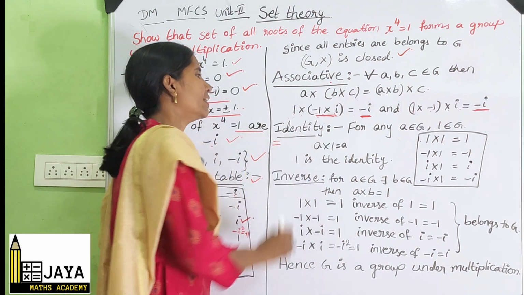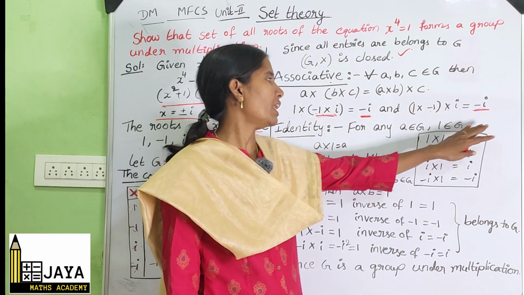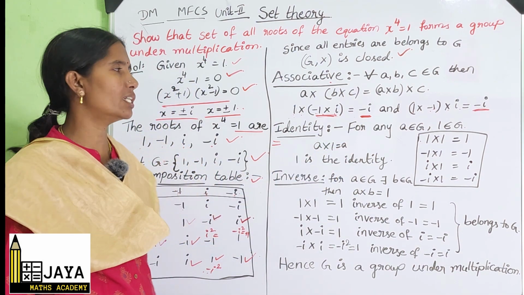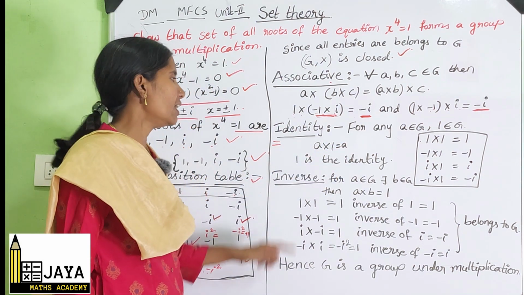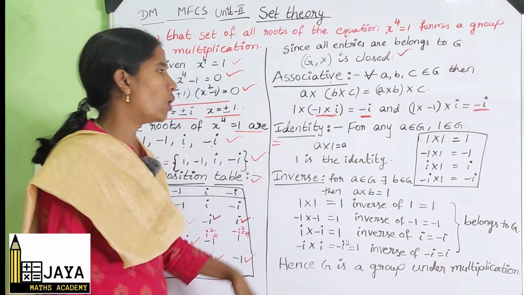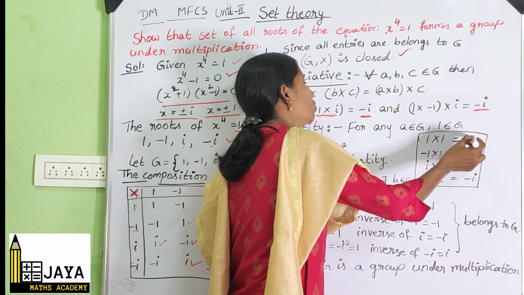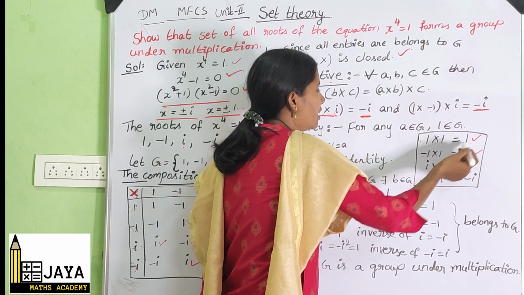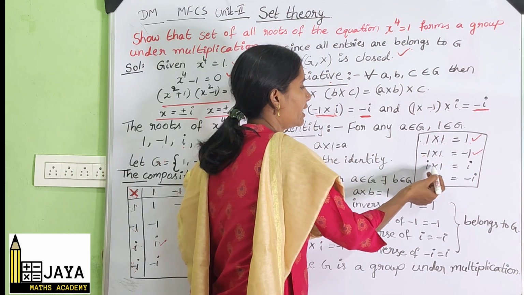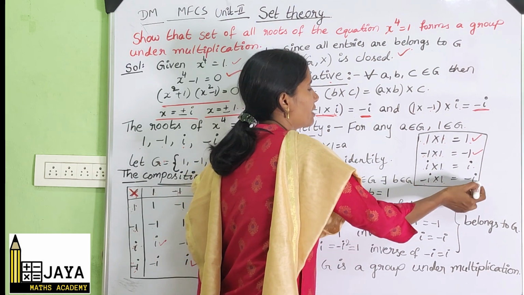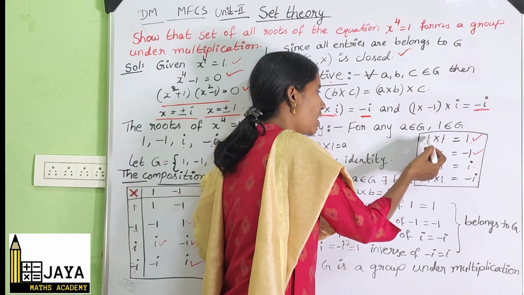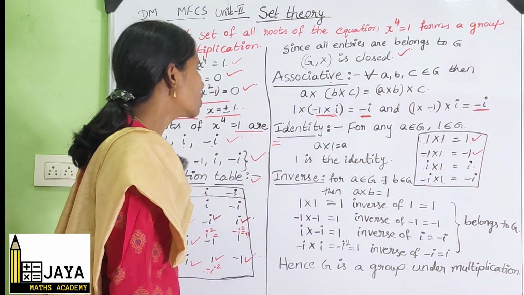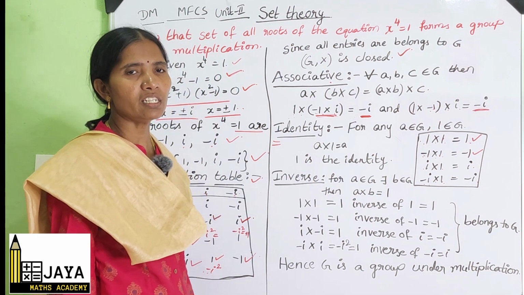Next, come to identity. For any a belongs to G, 1 also belongs to G, so a star 1 is equal to a into 1 is equal to a. How can we say 1 is the identity? We take it for all the elements: 1 into 1 is 1, minus 1 into 1 is the same. A into 1 is a, the same for all the elements a: 1, minus 1, i, minus i, for all a belongs to G. It is satisfying, so 1 is the identity element in G.